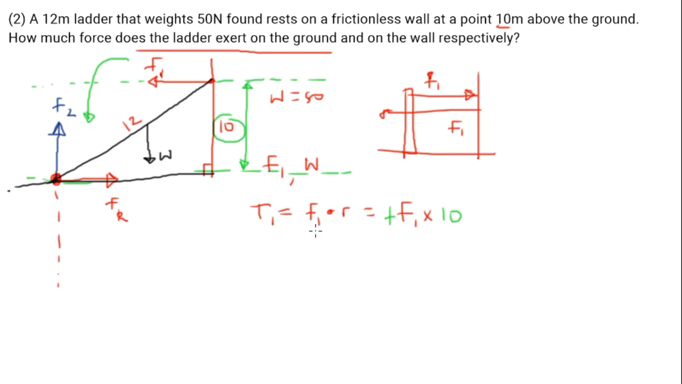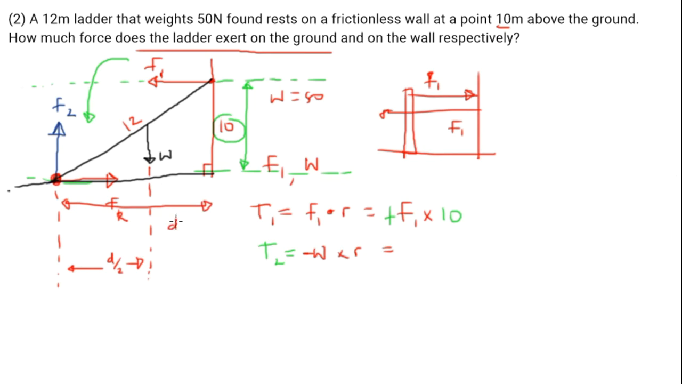That is counterclockwise. Now let's say T2 is the torque that is caused by the weight, and that's negative, weight multiplied by the moment arm. Now this is the weight, and then the line of action is this. So the distance between these two points, let's say this is D over 2, and then the distance between this point and this point, let's say it is D.